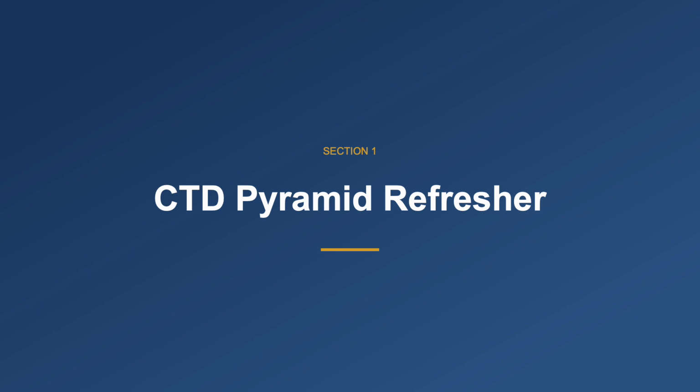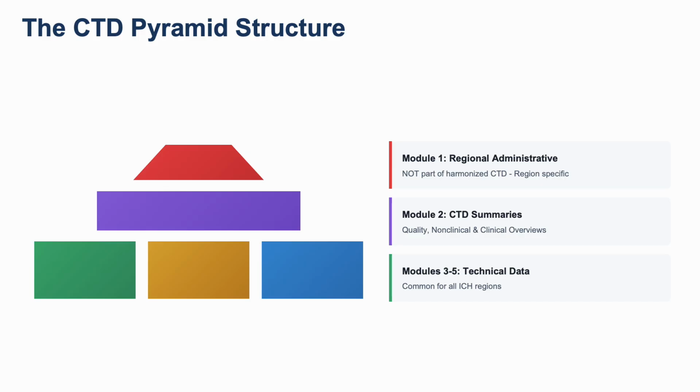This foundational knowledge is essential for understanding where Module 1 fits within the broader context of pharmaceutical submissions and why its regional nature creates both challenges and opportunities for global drug development programs. The CTD pyramid represents the organizational structure of electronic common technical document submissions. At the top, highlighted in orange, sits Module 1, which contains regional administrative information. This is notably marked as not part of the harmonized CTD because each region defines its own requirements.